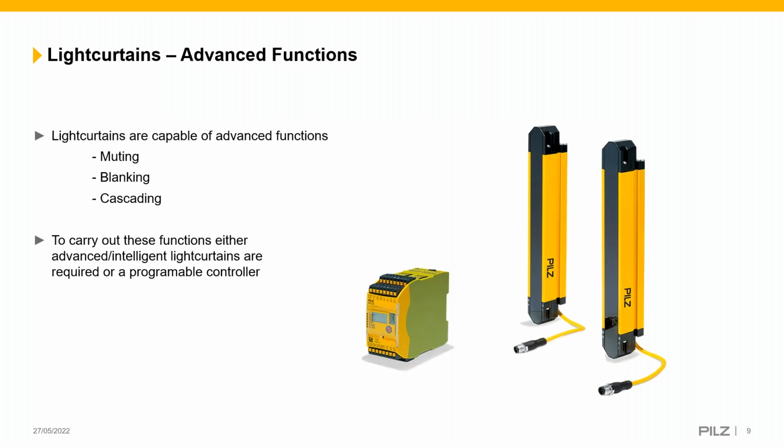So light curtains as well, they have some advanced functions. So they're not just once detected, they turn off. They're capable of being muted or blanking and cascading. But to carry out these functions, you're going to either need an advanced or intelligent light curtain, or you're going to need a programmable controller so you can do some of this functionality via code within the controller.